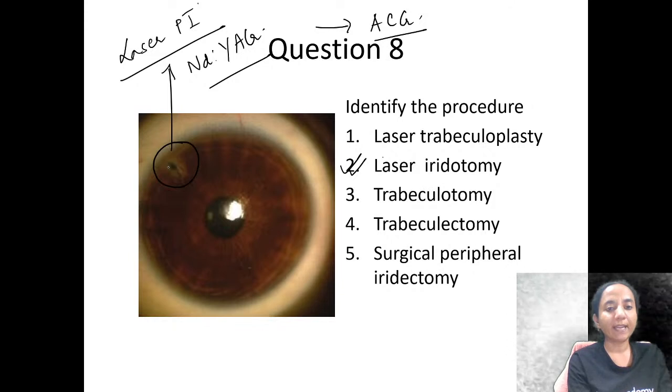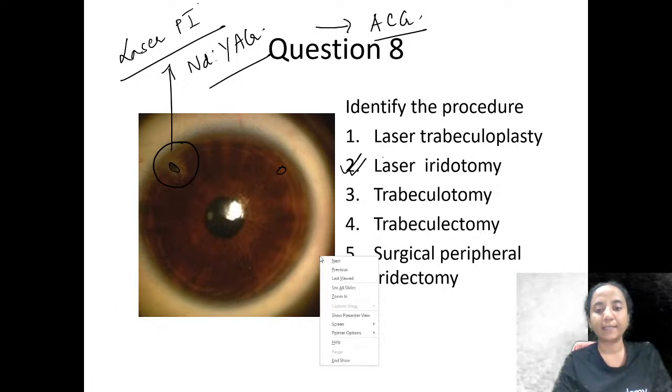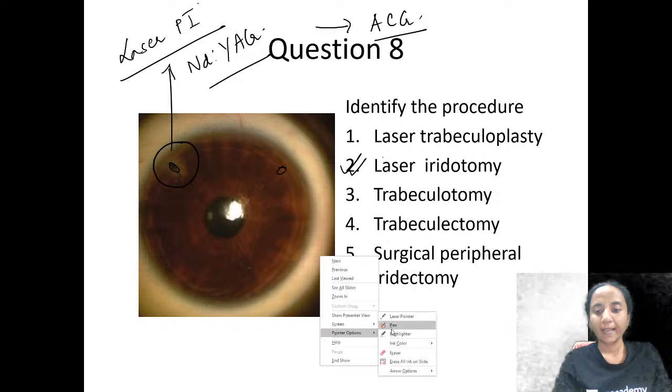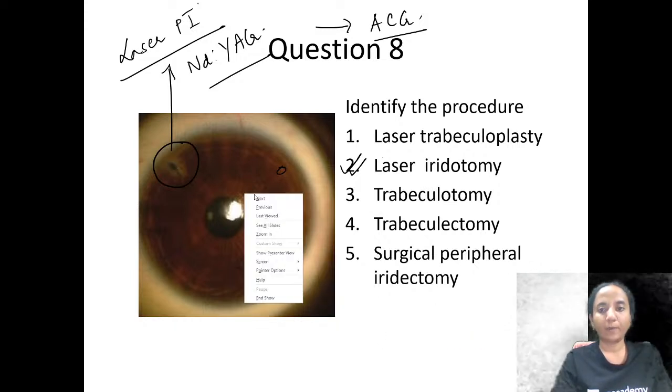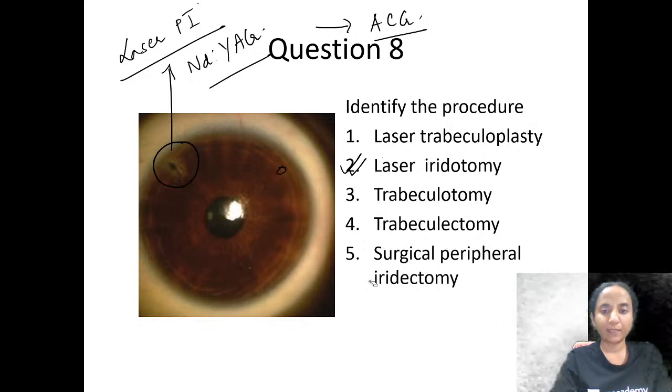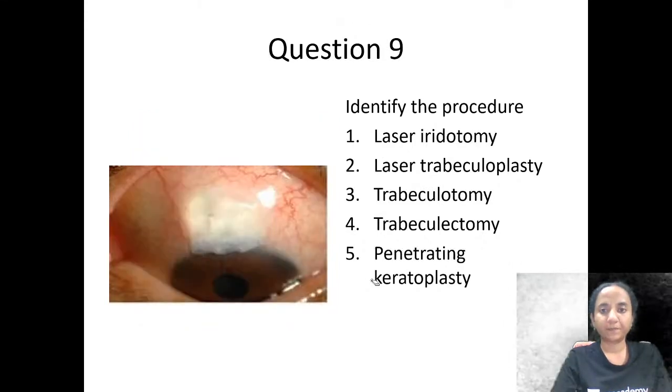Now you can find this kind of a laser PI either supranasally or supratemporally. So sometimes it is here, sometimes it is here. Okay, so this is done in angle closure glaucoma, that is ACG. Okay, so let's take up one more question. This was a simple question.